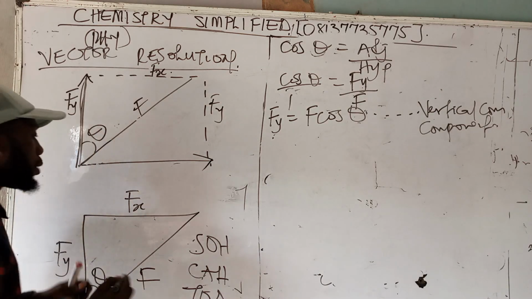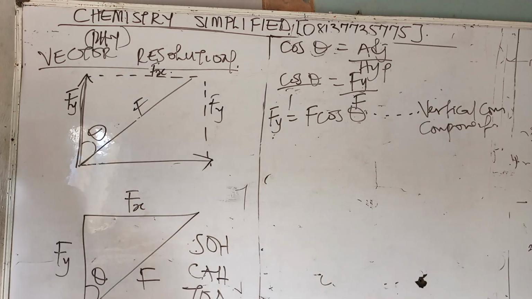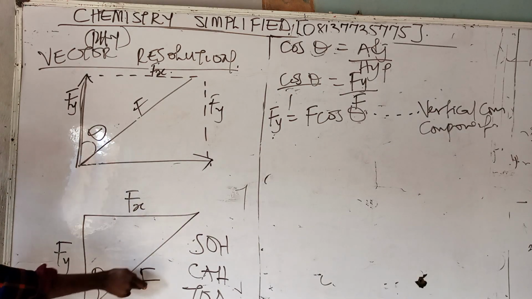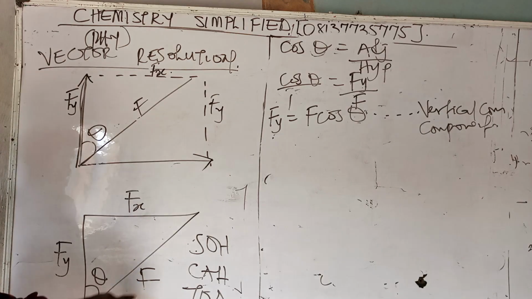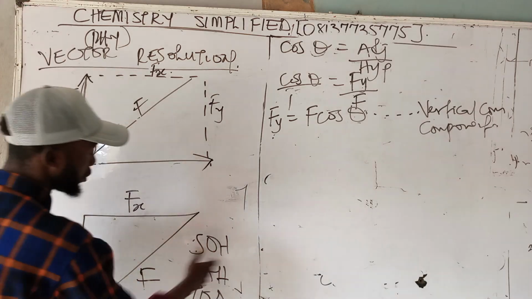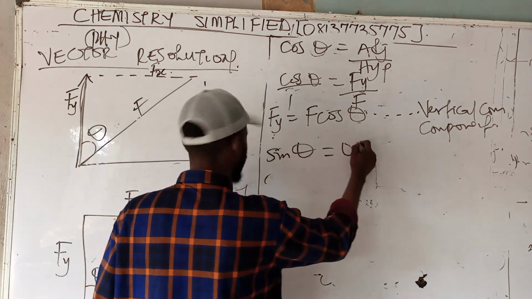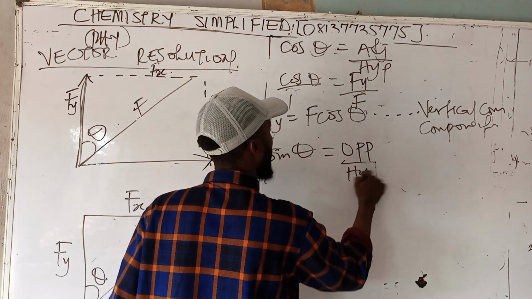Now, if you are to resolve the force horizontally, we have to look for what joins Fx and F together. This is the first we want to resolve. What joins this and this? This is hypotenuse and this is the opposite. That is sine. So we have sine of theta equal to opposite over hypotenuse.